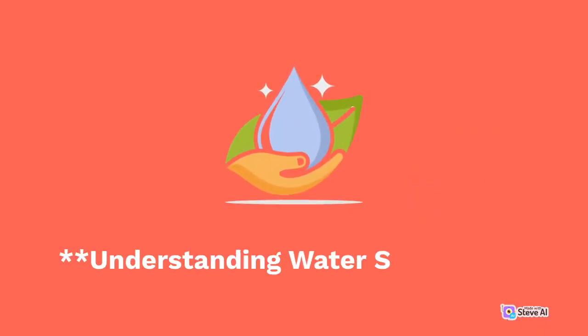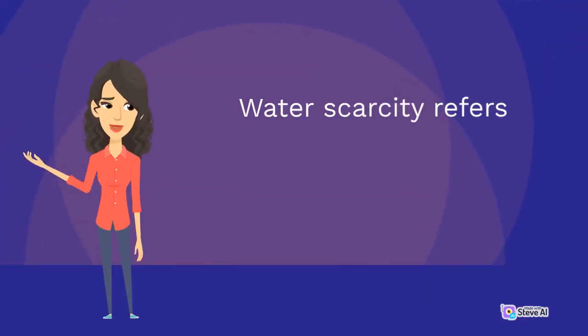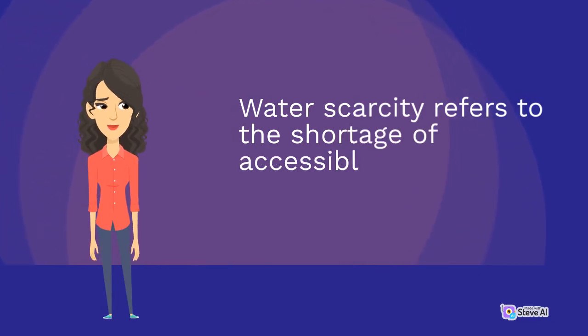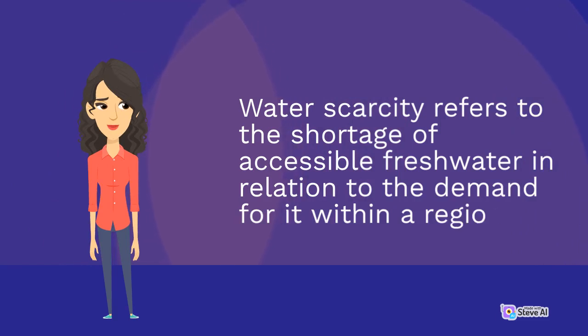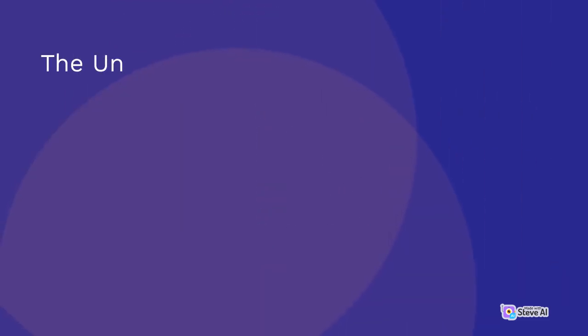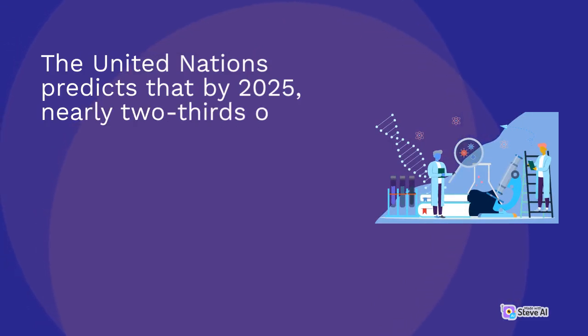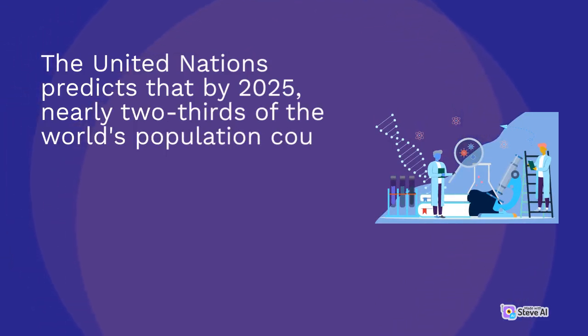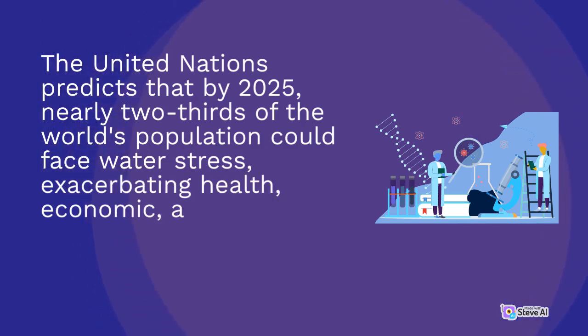Understanding water scarcity, a global crisis. Water scarcity refers to the shortage of accessible fresh water in relation to the demand for it within a region. The United Nations predicts that by 2025, nearly two-thirds of the world's population could face water stress, exacerbating health, economic, and environmental challenges.